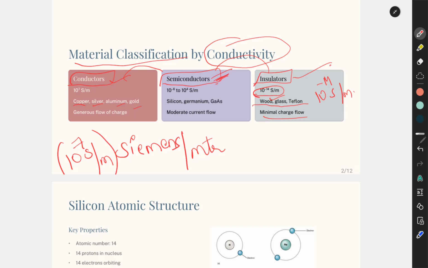The semiconductor's conductivity can be controlled by adding impurities, or by some external factors. For this purpose only we are using semiconductors in many electronic devices. Examples are silicon, germanium, gallium arsenide. Let's understand by taking the example of silicon what is happening inside the semiconductor, what the bond formation is. All that we'll see.